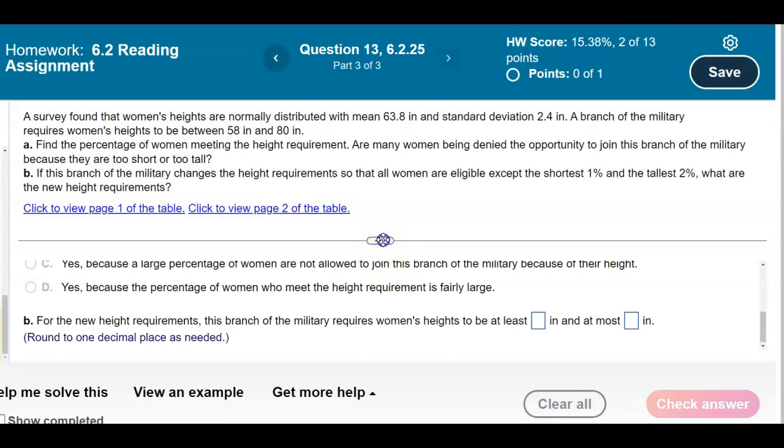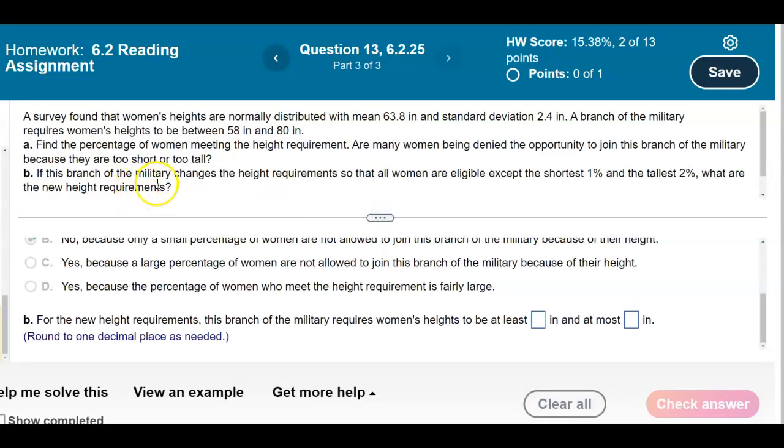Now the next question says, if this branch of the military changes the height requirements so that all women are eligible except the shortest 1% and the tallest 2%, what are the new height requirements? So for this question, what they want us to do is find the two values. So we need to find x1 and x2, but we are given the areas in this case. It says the shortest 1% and the tallest 2%.